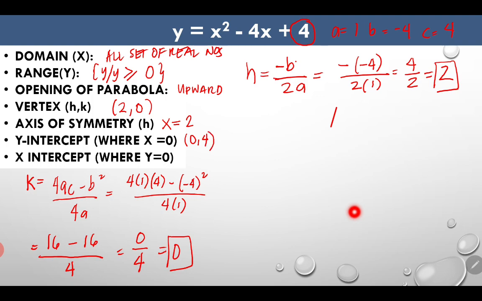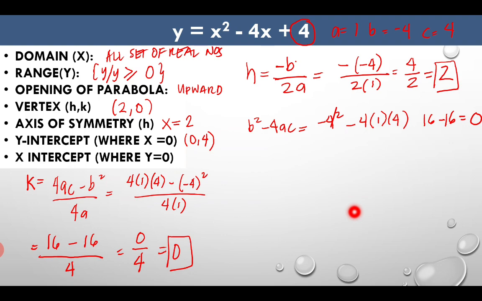X-intercept, okay? So, let us check if we have an x-intercept. So, b squared minus 4ac. So, negative 4 squared minus 4 times 1 times 4. That is 16 minus 16 equals to 0. So, sabi, kapag si b squared minus 4ac ay equal to 0, meron kang one distinct x-intercept. So, tatama siya isang beses sa x-axis. So, let us find saan yon.